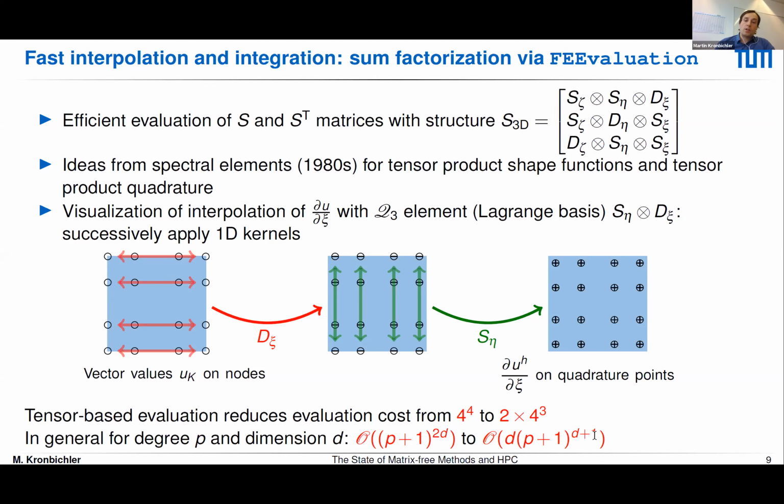So really go down in complexity. And that's one of the things that explains why matrix-free methods are actually quite competitive for high order. Of course, these techniques we have in deal.II are not new. They've been around in the spectral element community since the 1980s, but it has become more beneficial during the last decade because the computer architecture has changed.